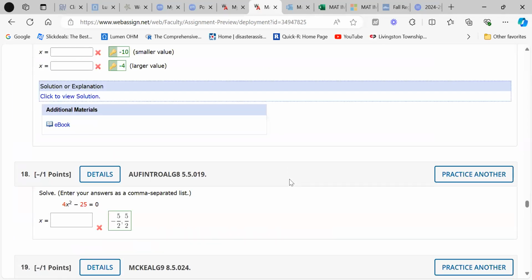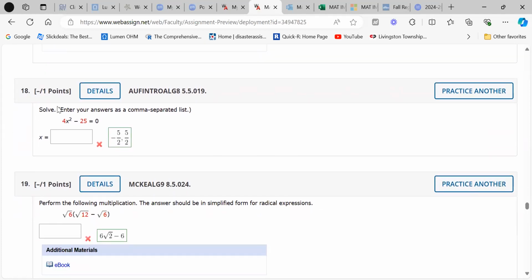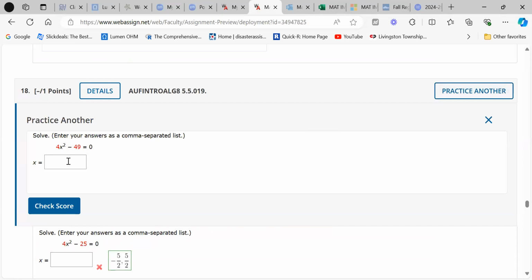And so let's move on to question 18. Solve for the, again, factoring first and then solve for that. Now we have to try this really quickly.